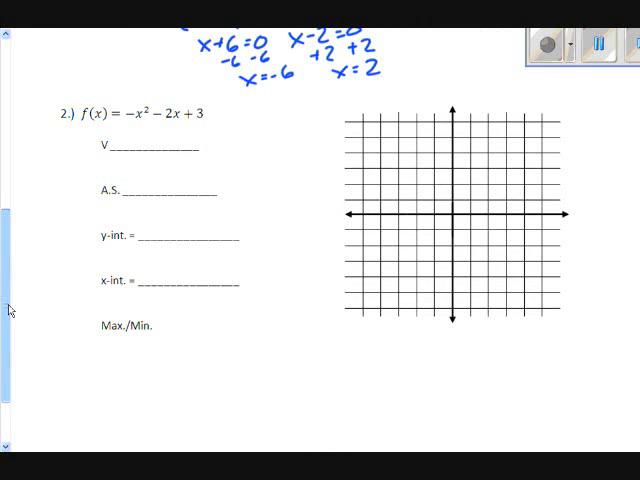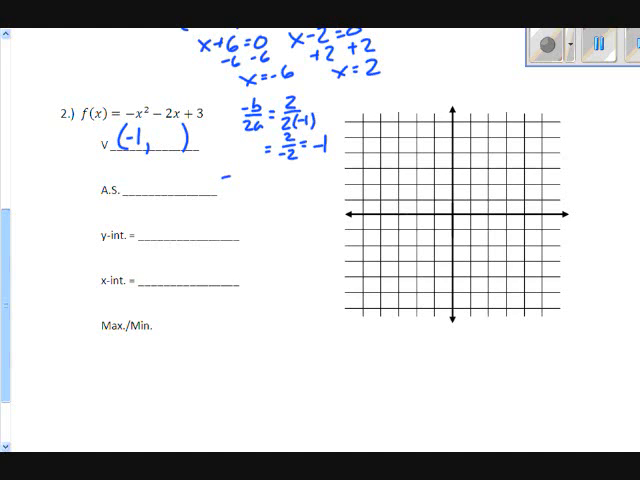The vertex, I'm going to use the opposite of b over 2a. So the opposite of b is going to be a positive 2 over 2 times a, which is a negative 1. So it's 2 over negative 2, which is a negative 1. That's the x value for my vertex. All right. To find the y value, I've got to plug that negative 1 back in.